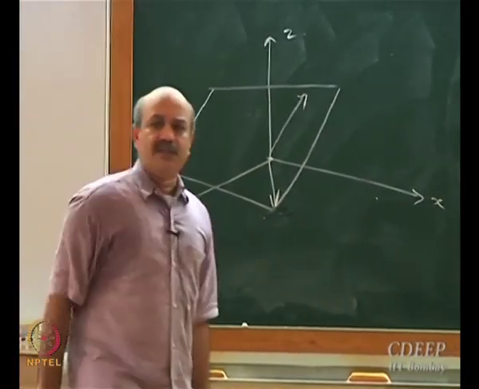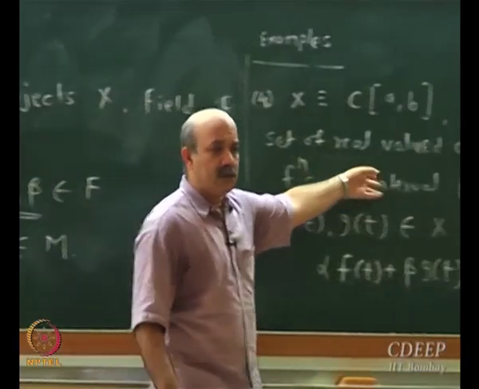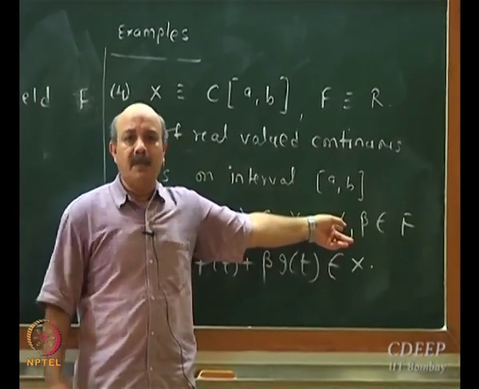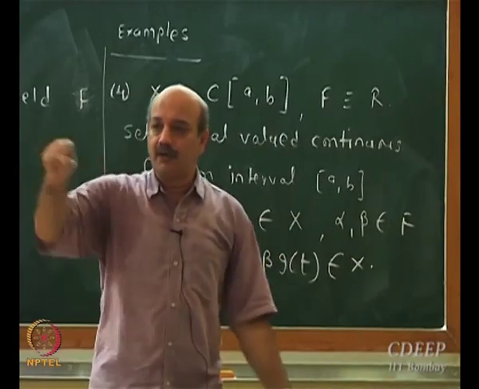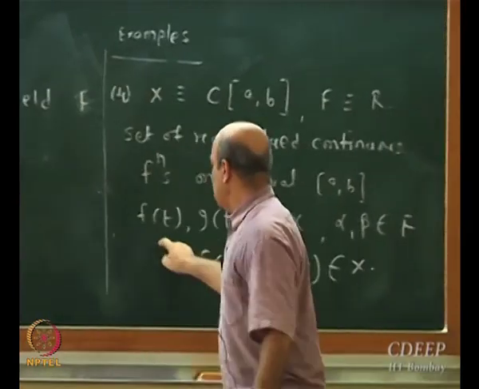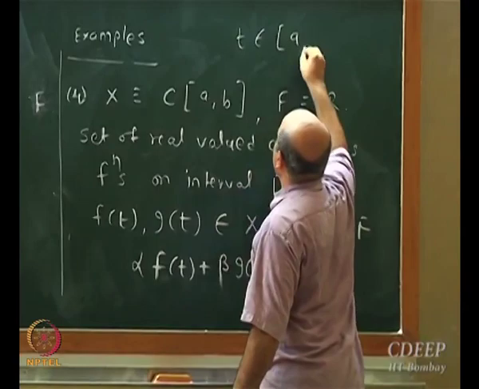So what is, for example, the 0 element here? What is the 0 element here? The constant function f(t) equal to 0 over the interval a to b. Here it is important to remember that t belongs to [a, b].